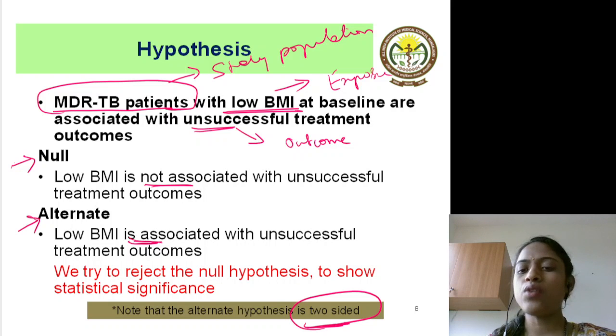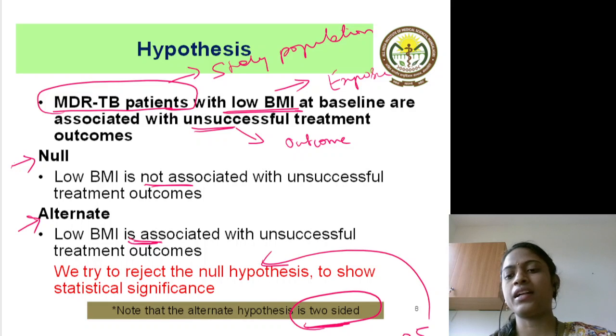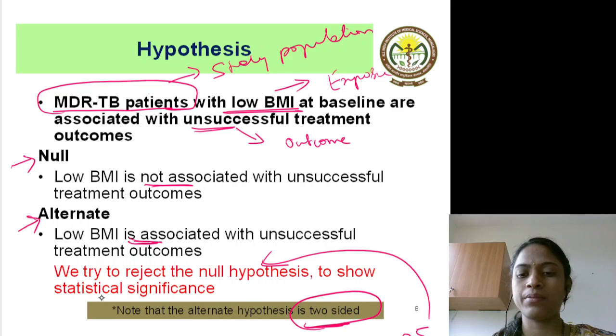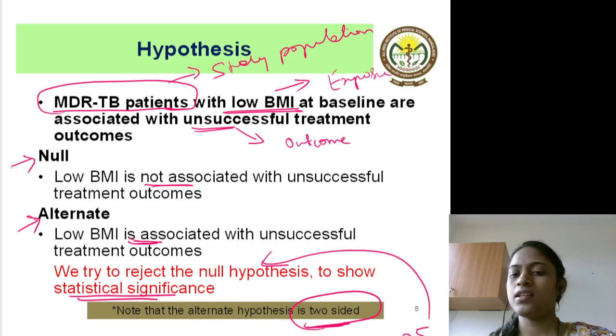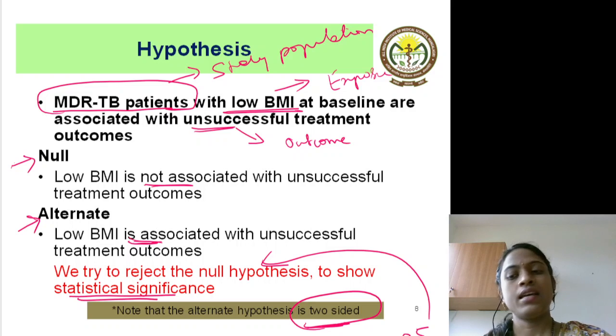When we do a hypothesis test, we try to find the p-value, and if the p-value is less than 0.05, then we reject the null hypothesis and accept the alternate hypothesis. That's what we mean by statistically significant association. We'll see what a p-value is, what the significance of it is, how important it is, and how to take inference from it, all these things in a separate session.